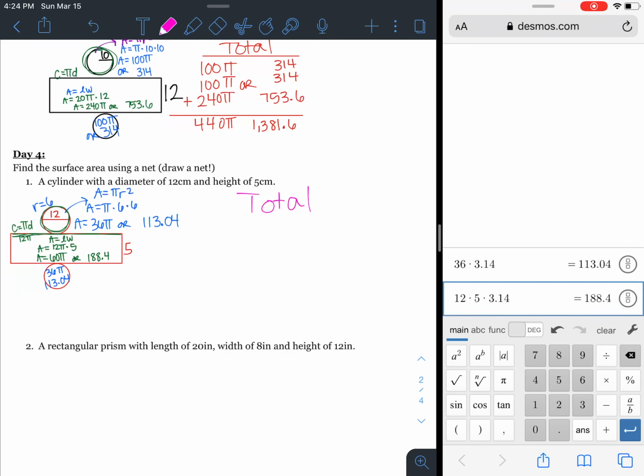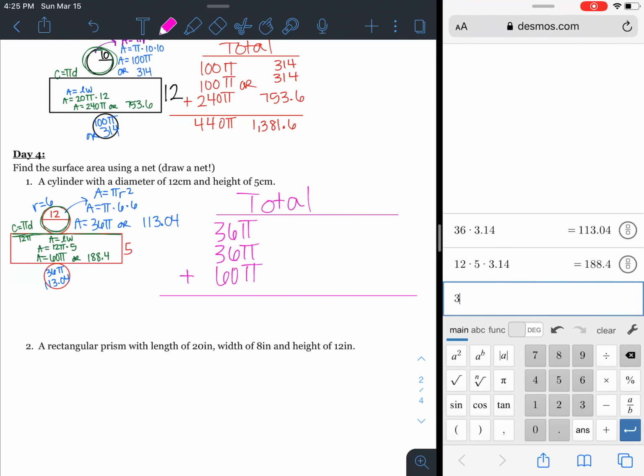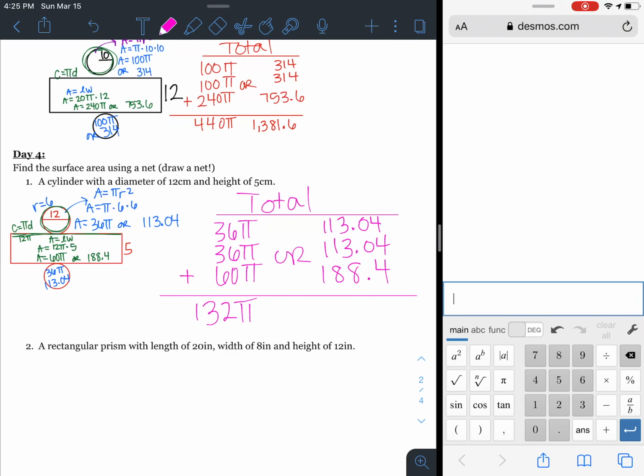Last step, add them all together. Either all in terms of pi: 36 pi, 36 pi, and 60 pi. So 36, 36, 60, 132 pi. Or, if I go with already multiplied by pi, 113.04, 113.04, and 188.4.